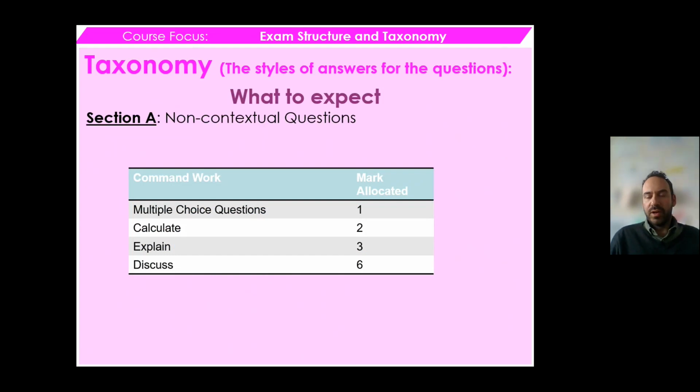So in section A are your non-contextual questions. So you'll start to see a lot more of your multiple choice questions. You'll see some calculate, you'll see some explain, and you'll see some discuss. These are the ones that don't have the case study. So these are generally asking you to recall your knowledge and then answer accordingly. So that's where you've still got a double BLT, but you're BLTing the ideas that you know, and you can be talking about in hypotheticals.